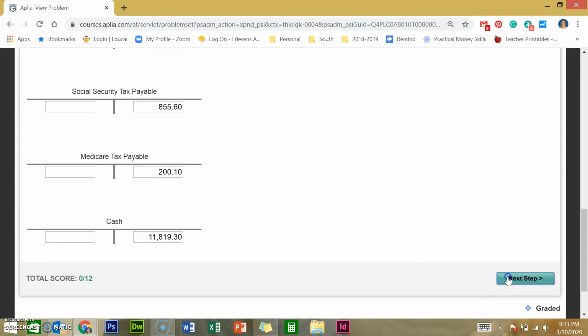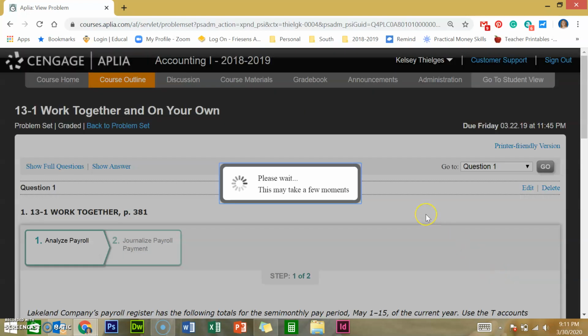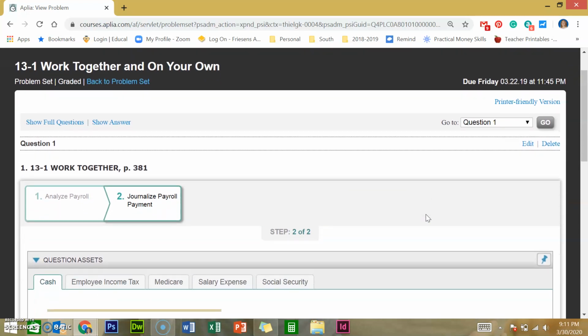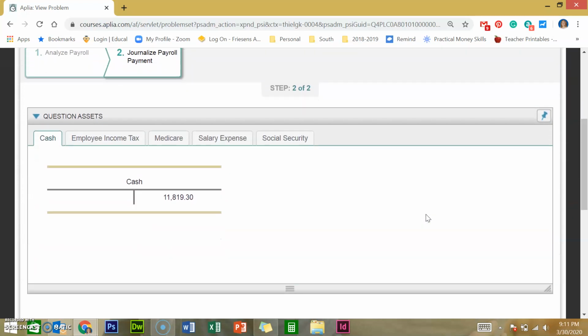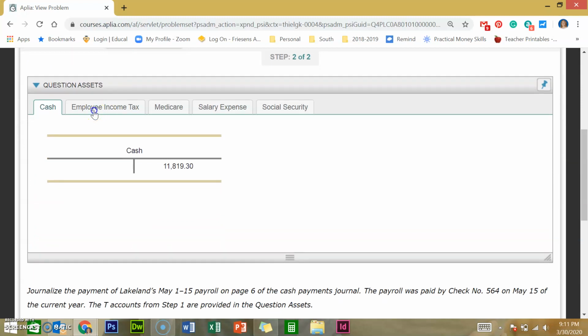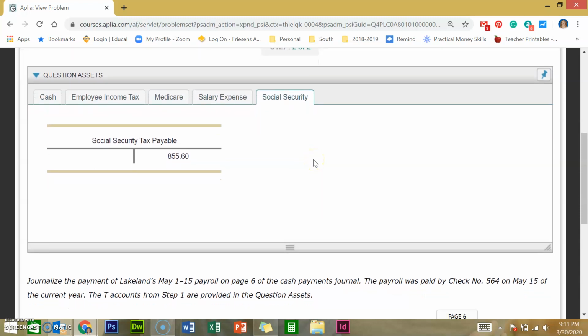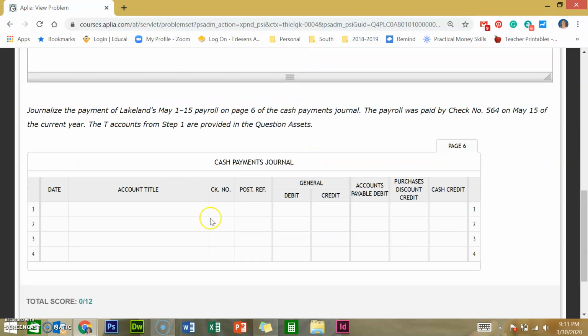So let's head over to our next step, because our next step is going to actually ask us to journalize this in our cash payments journal. Note here that they have the five T accounts we just did listed for us. And then it says that in our cash payments journal, we want to journalize the payment of Lakeland's May 1st to the 15th payroll on page 6 of our cash payments journal. The payroll was paid by check number 564 on May 15th of the current year.